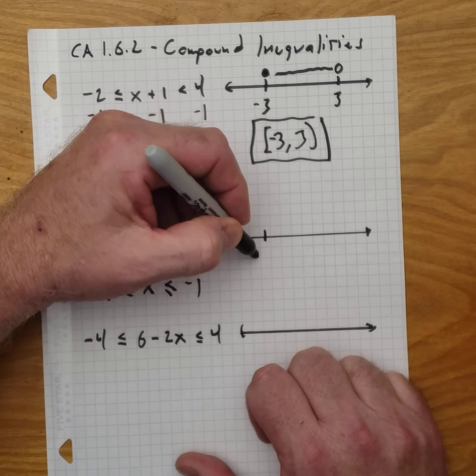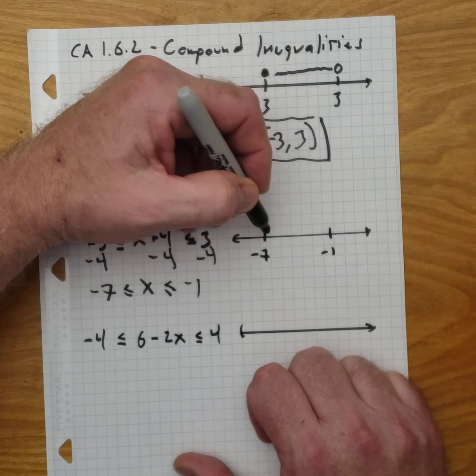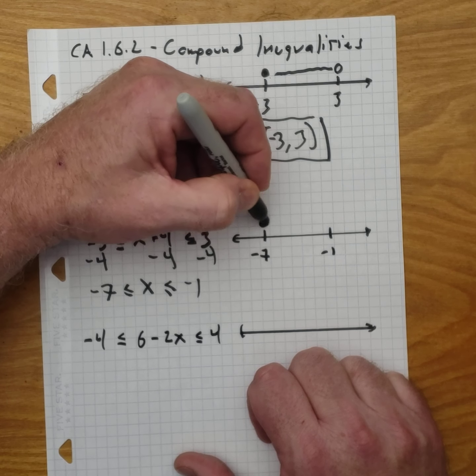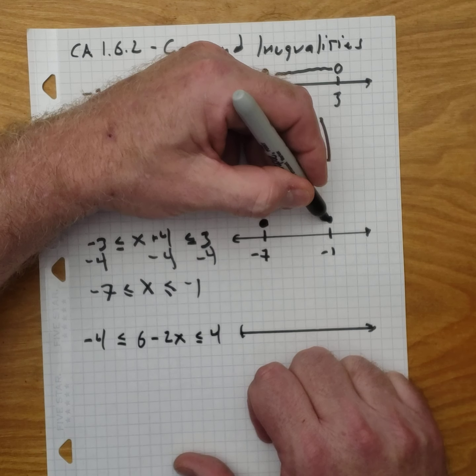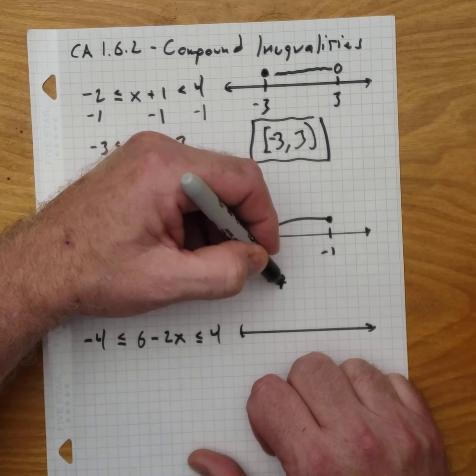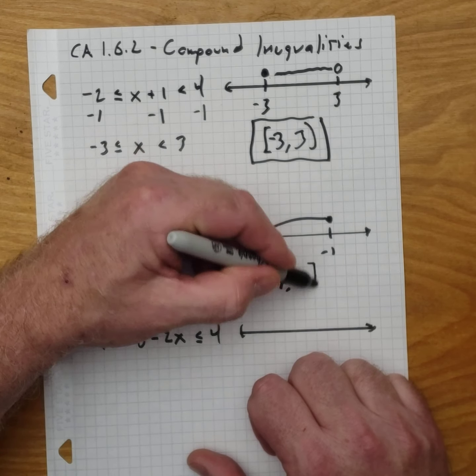Okay, so on the graph, -7 and -1, those are in the right order, meaning -7 is to the left of -1 on the number line. Solid dots for both and connected. Sorry, I'm being a little sloppy there. -7 to -1, bracket and bracket.